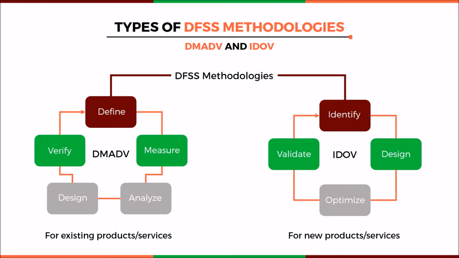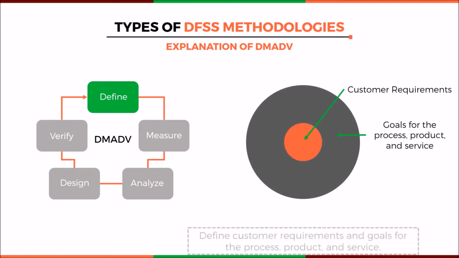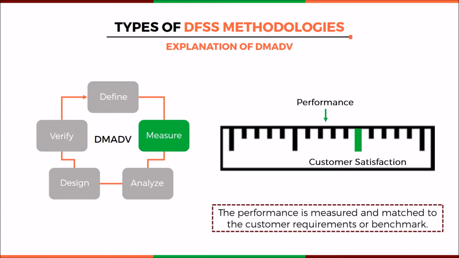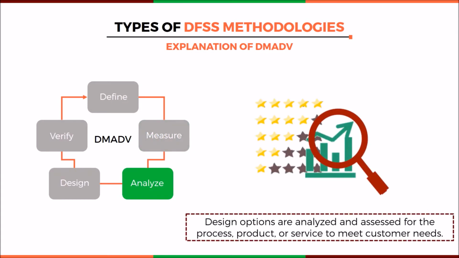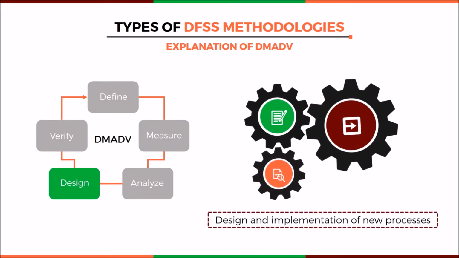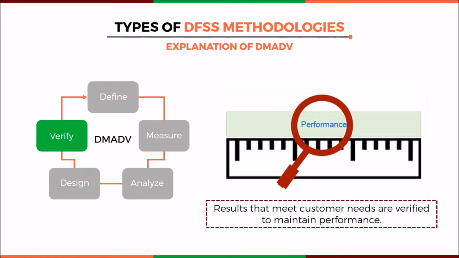Let's begin with DMADV. As mentioned earlier, in the acronym DMADV, D is for Define. Customer requirements and goals for the process, product, or services are defined. M is for Measure. The performance is measured and matched to the customer requirements or benchmark. A is for Analyze. Design options are analyzed and assessed for the process, product, or service to check if they meet customer needs. D is for Design and implementation of new processes. V is for Verify. Results that meet customer needs are verified to maintain performance.